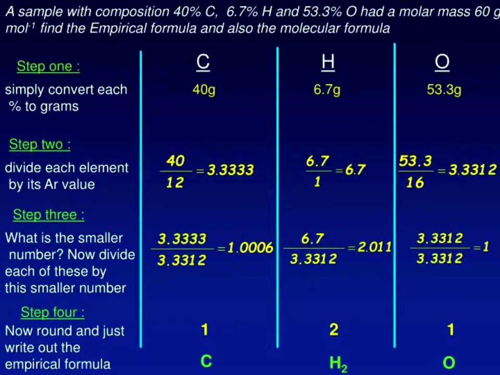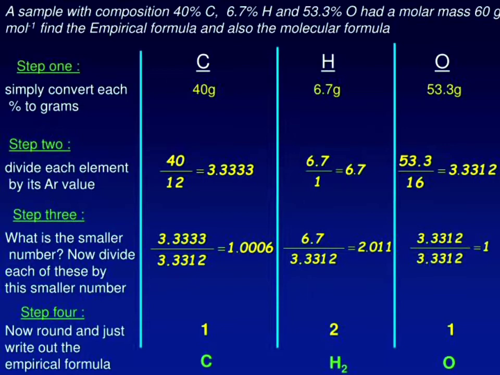The second step is to divide the mass of each element by its standard atomic mass. In the case of carbon, it is 40 divided by 12 and the answer is 3.3333. In case of hydrogen, it is 6.7 divided by 1 and the answer is 6.7. And in the case of oxygen, it is 53.3 divided by 16 and the answer is 3.3312.